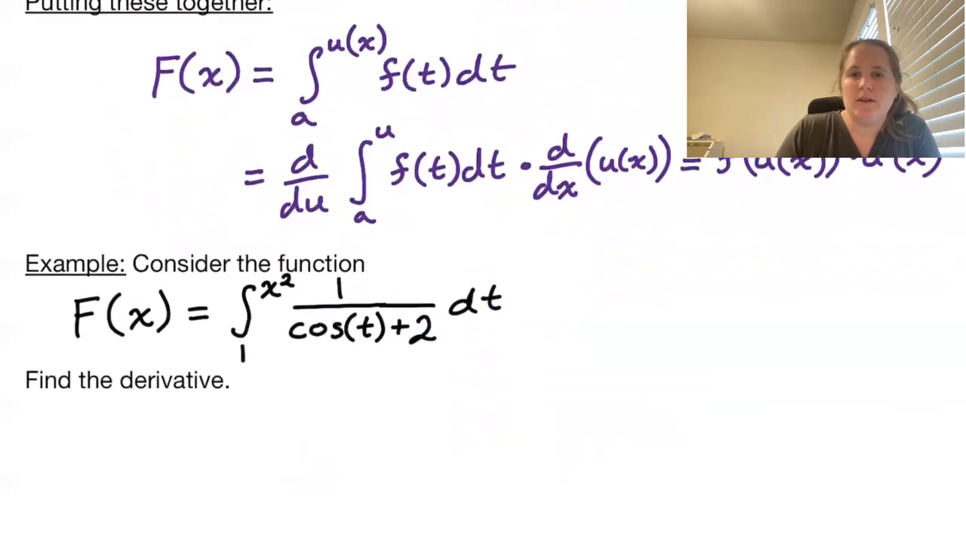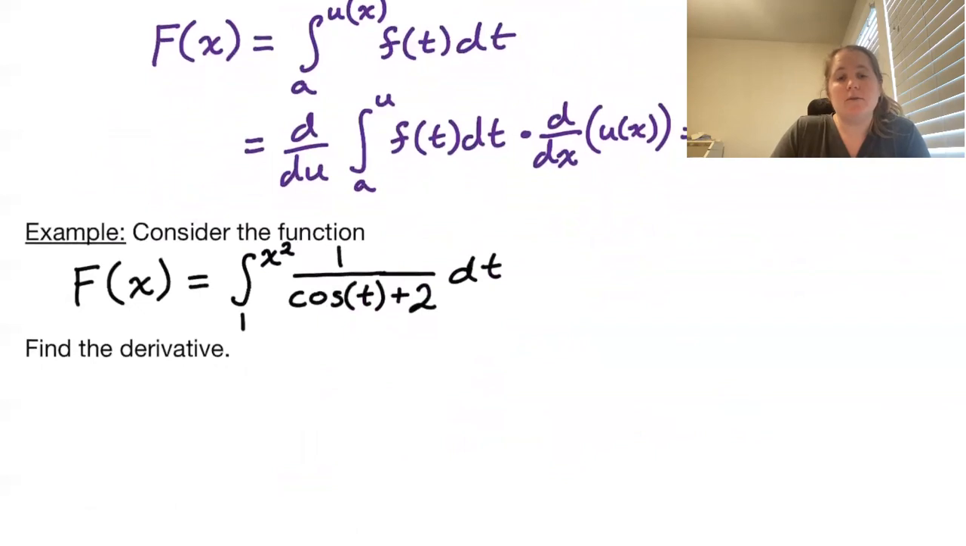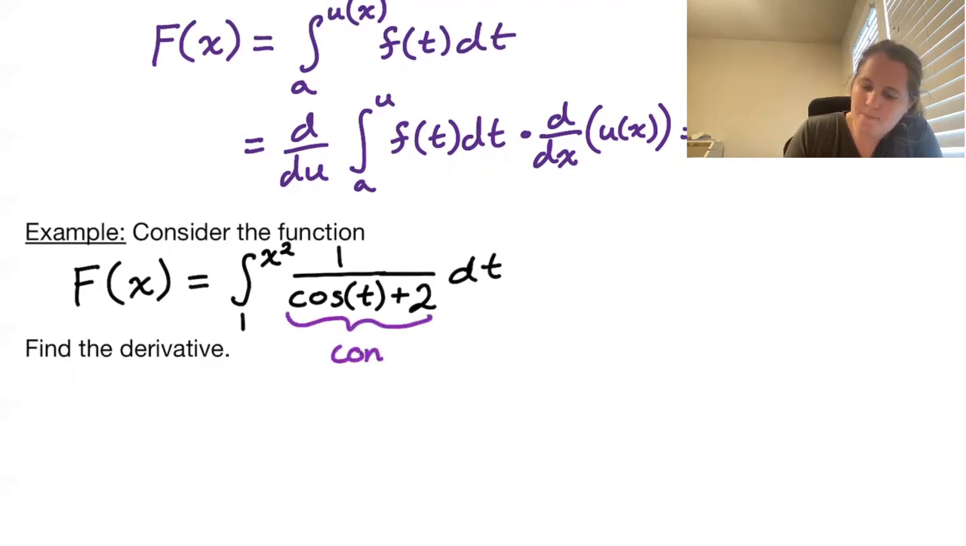So for an example, let's consider the function capital F of x is equal to the definite integral from 1 to x squared of 1 over cosine of t plus 2 dt. So cosine of t falls between -1 and 1. So adding on 2, we don't have to worry about a 0 in the denominator. So this piece here is continuous everywhere. And then 1 is my a. And then we would usually have an x up top as our bound of the interval.